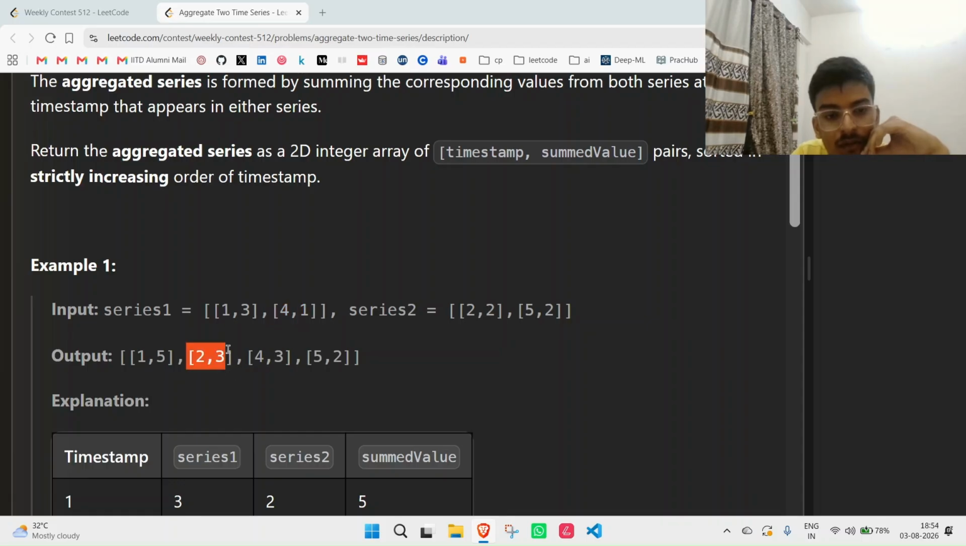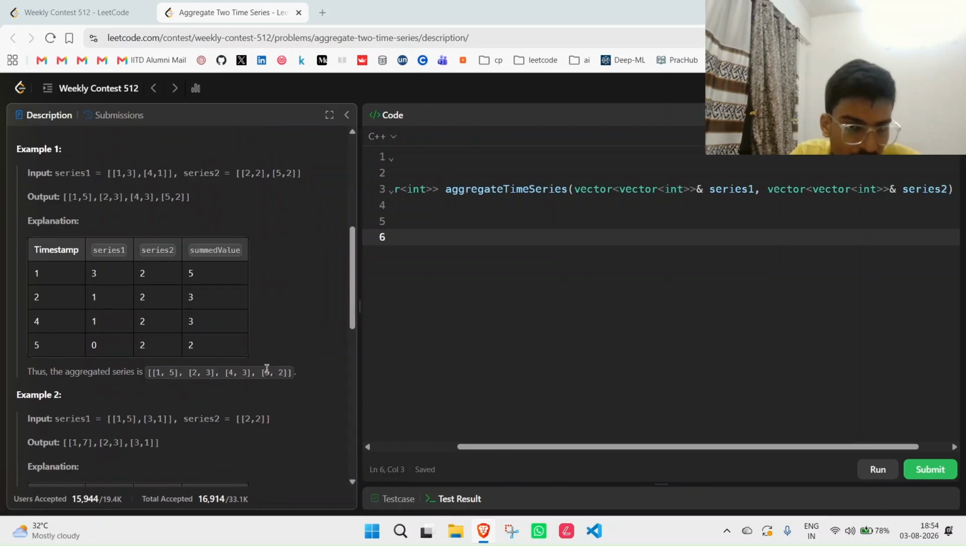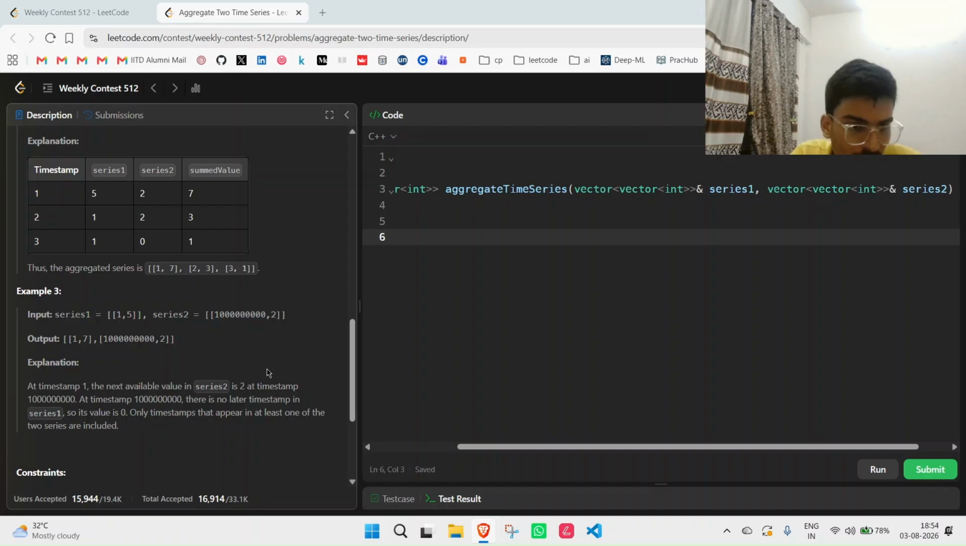2 comma 3 comes here. J moves here, i was still here, and i did his job. J was here now, we can have 2 comma 3. We don't even need the lower bound. We can just iterate like merging two sorted arrays.